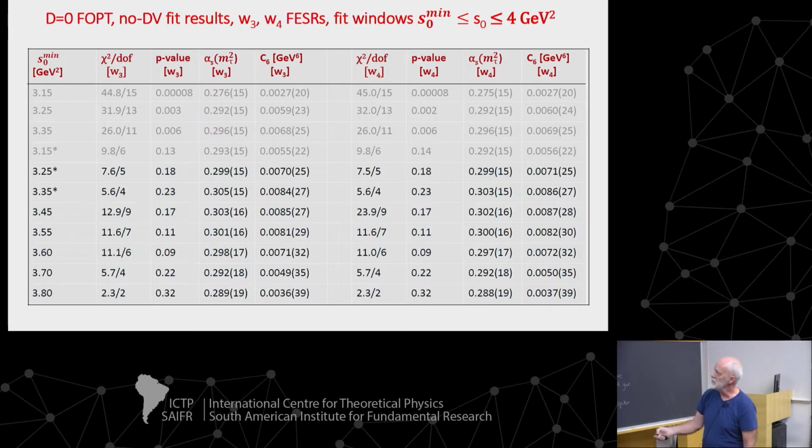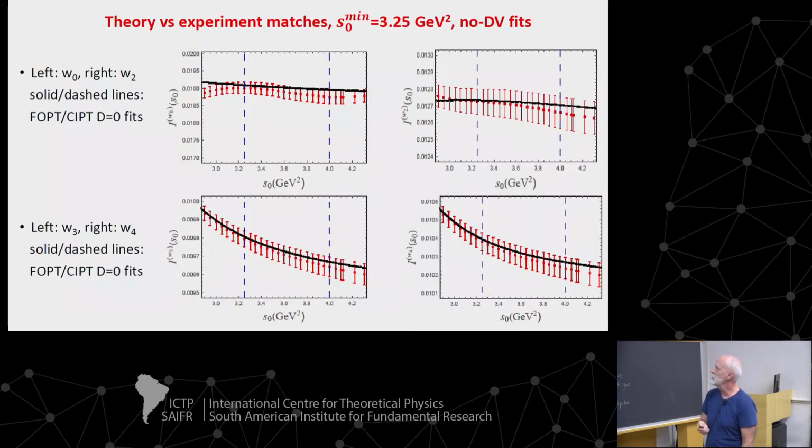Then you start getting decent quality fits, and you don't have to look at all this stuff other than to see that these alpha S values match, these alpha S values match, and so on. These C6 values match, and I haven't put in the C8 and C10 because they're not common here. But this is just showing you that the self-consistency tests work.